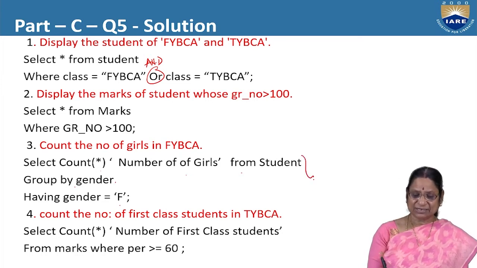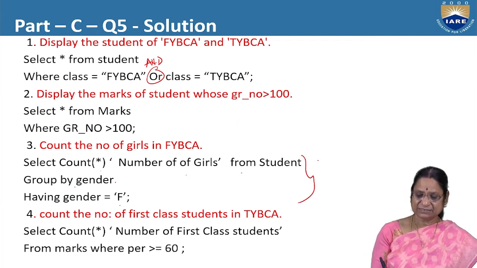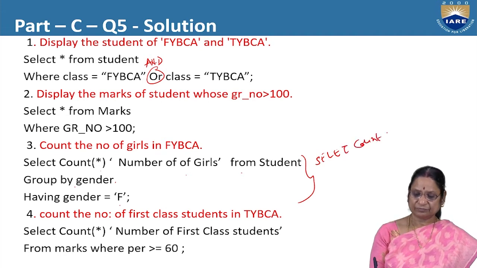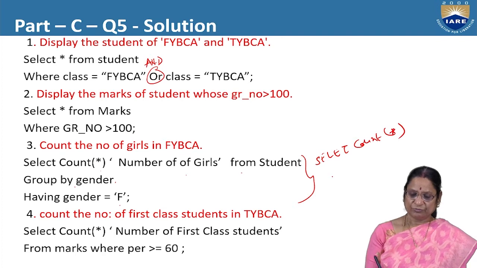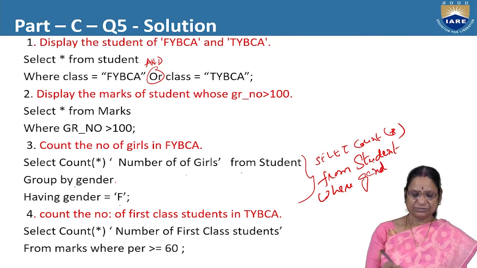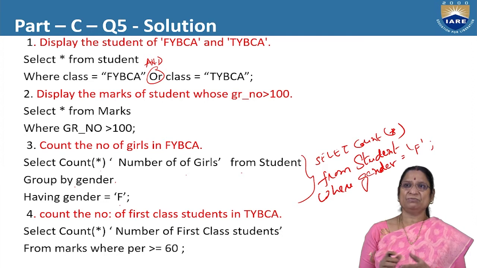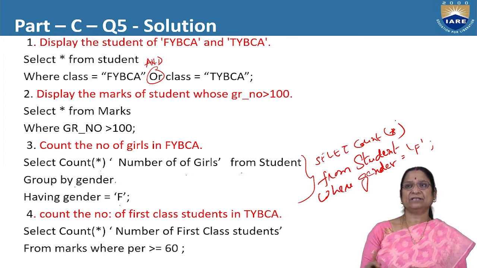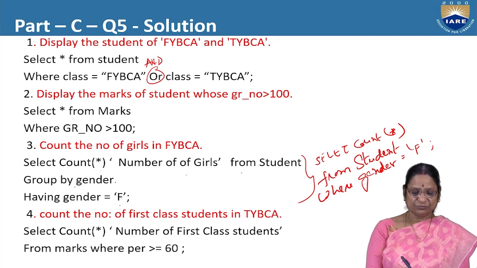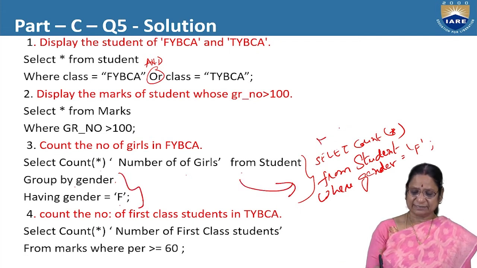Or you can use another query also. A simple query can be written. This can be replaced with select count star from student where gender is equal to F. Need not use all these things also. That means I am filtering the data. Only gender equal to F we are taking, and those tuples are counted. That means the number of girls is available. So instead of using this group by having, directly you can write like this.